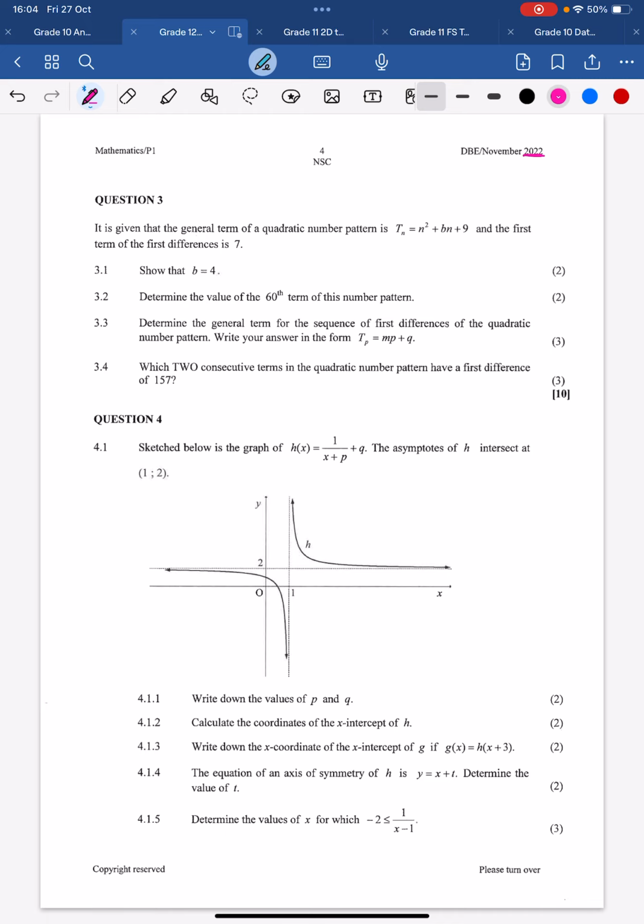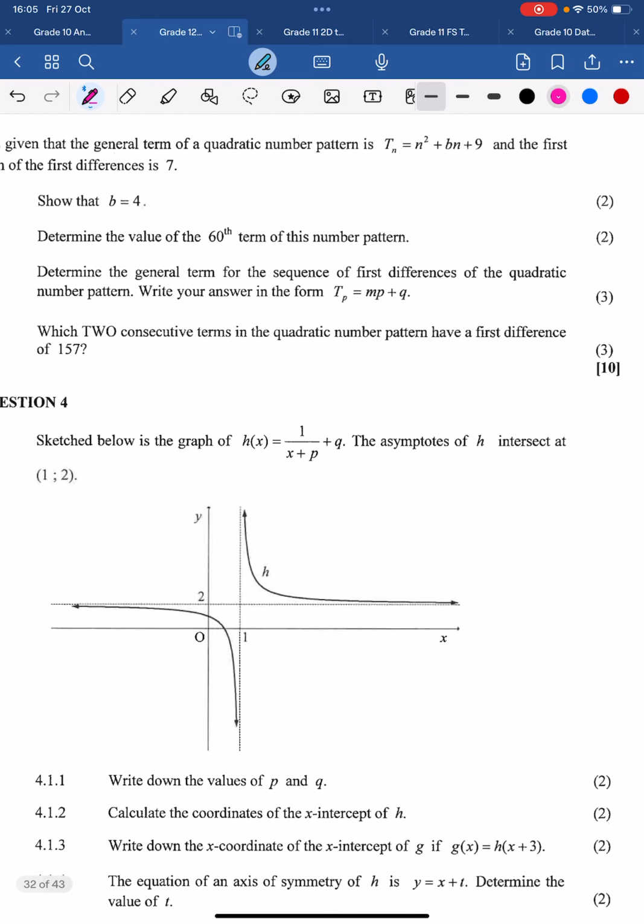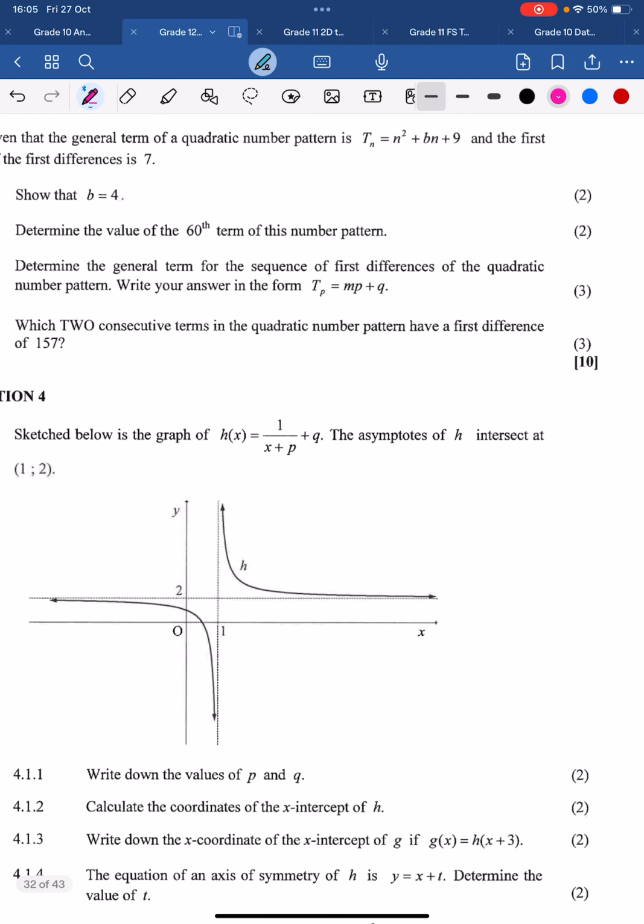Okay, so for question 4, they have told us here that they have given us the graph of h of x, which is 1 over x plus p plus q. Guys, this is another thing. I usually put a minus there, right? When I write the standard form myself, I'll always say a over x minus p plus q, and obviously that's equal to y. But it doesn't have to be that way. They can change the sign like they did in this question. Please don't be thrown off by that.